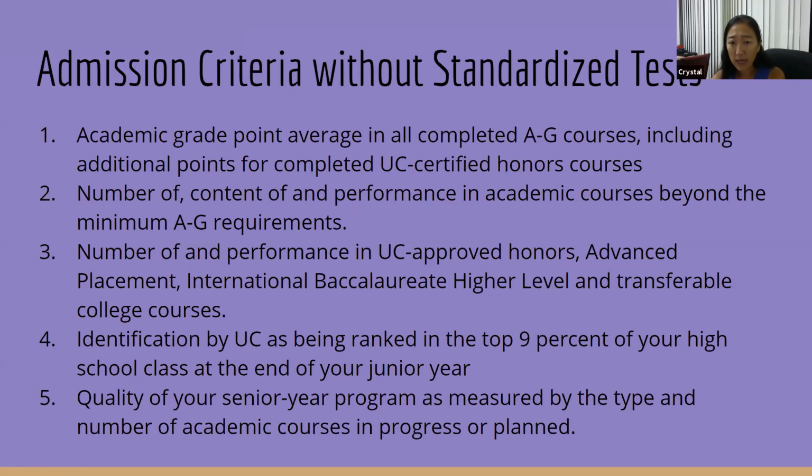So the 5 on this page are all based on GPA. You can see academic grade point average in A through G, number of academic courses beyond A through G, performance in their honors courses, which include AP and IB and college courses, that local area and statewide context, so being top 9%, so essentially being one of the best in your school as well as one of the best in the state, and then what classes you're taking your senior year, those that are in progress or planned.